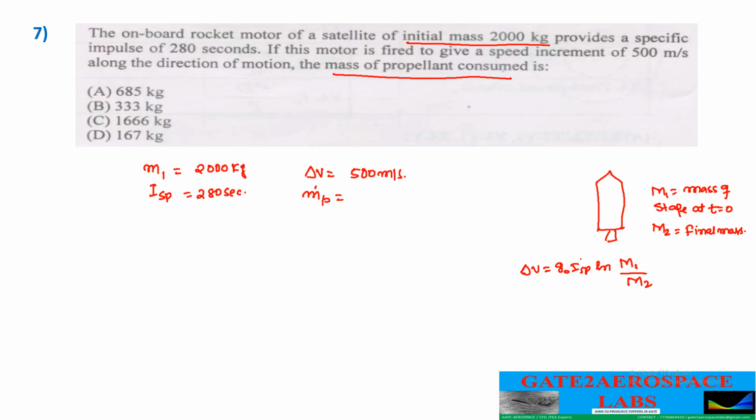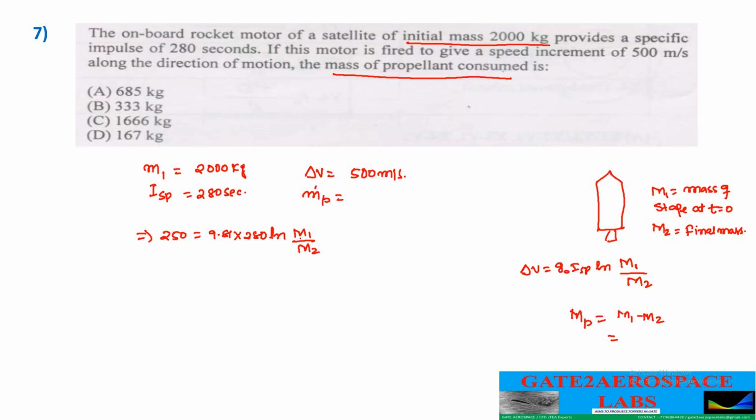So how can we determine the propellant mass? The propellant mass will be equal to final mass minus initial mass. No, this will be equal to initial mass minus final mass, M1 minus M2. Now in this question everything is given to us. Velocity is 500, this will be 9.81, ISP is 280, ln M1 by M2.